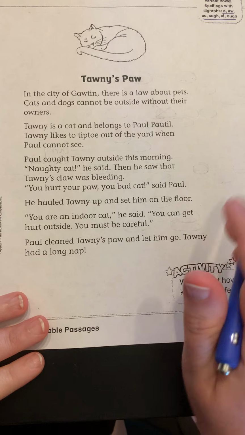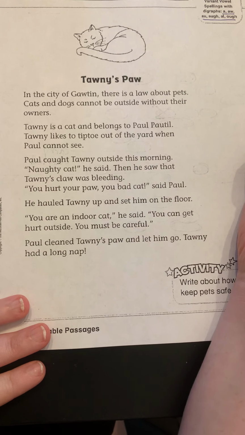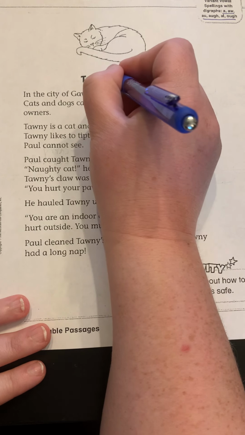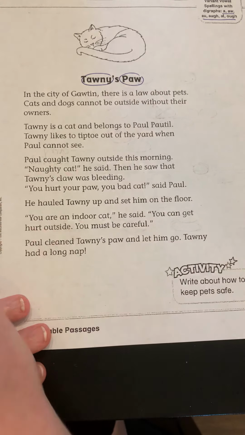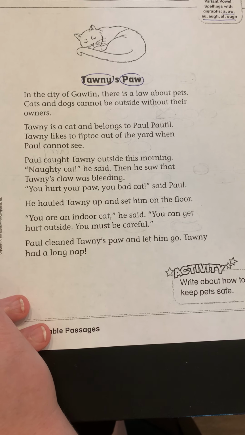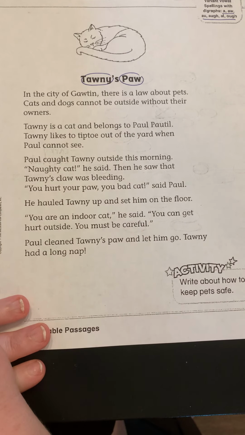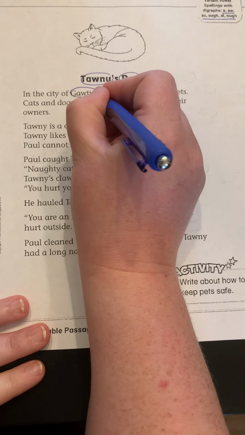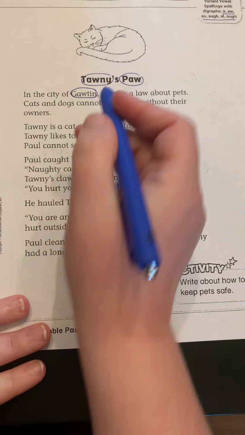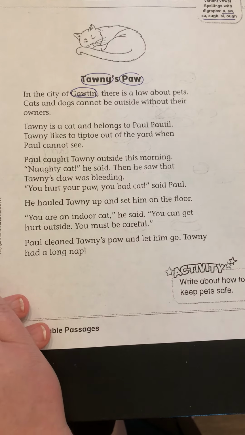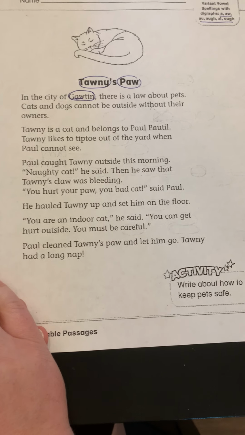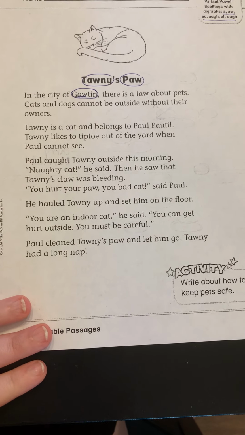Very good. So let's circle the words about this kitten who hurt his paw. So I know that Tawny and paw are both all words. And some of these words are made up words, like in the city of Galton. I know that sound is in there, but that's not a real word. It's just a made up word. Oops, I bumped our camera again.